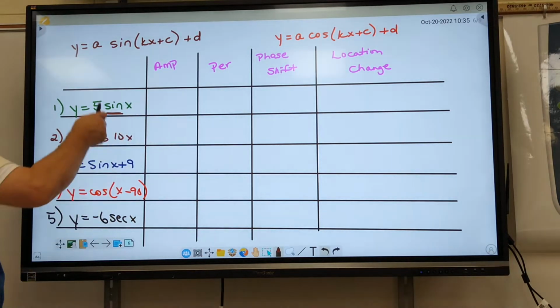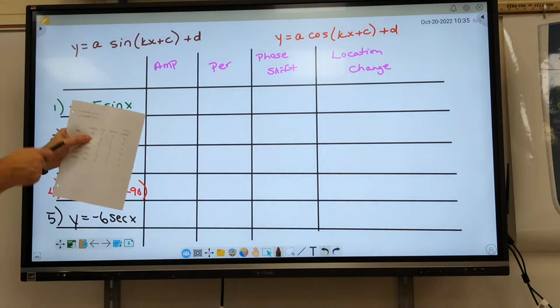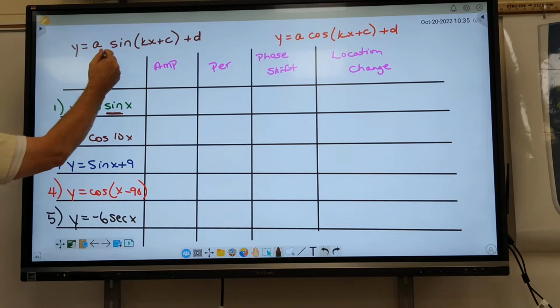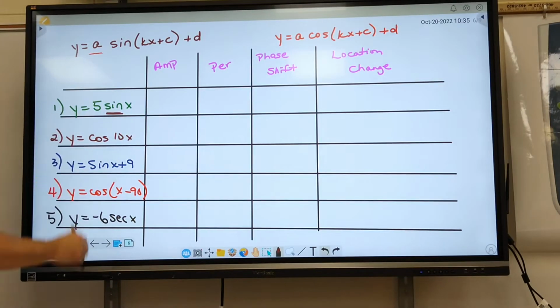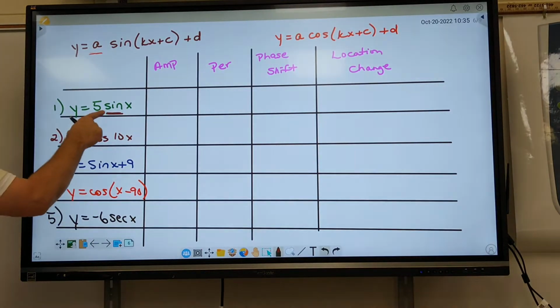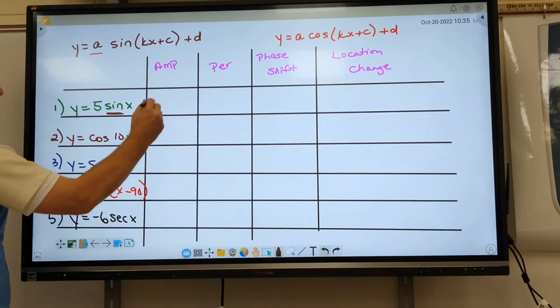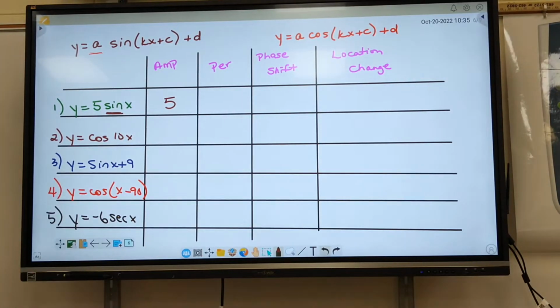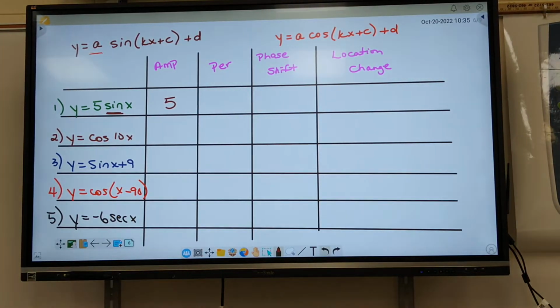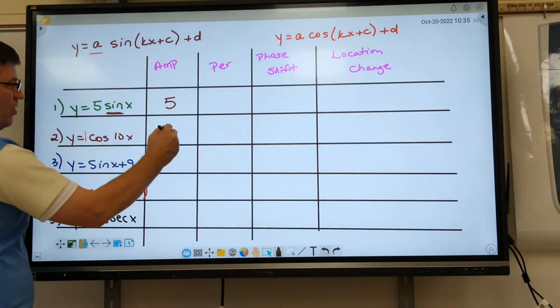What does that mean? Look up in the top left-hand corner right up here. A is always the number that's in front of sine or cosine. What number is in front of sine on this one? 5. Amplitude's 5. That's how easy it is. All you do is write the number that's in front of sine or cosine. How about number 2? 10. Hold on, the number in front of cosine, if you don't see a 1, it's understood to be a 1, right? So that one's 1.